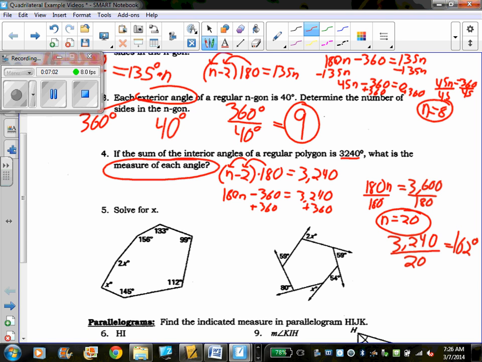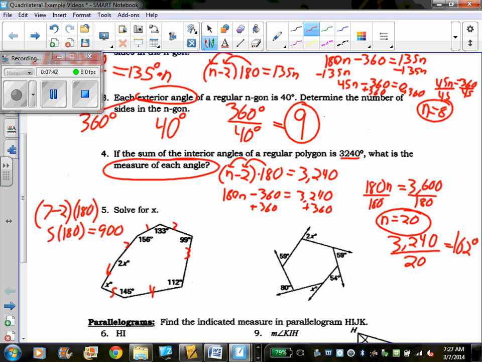Okay, last two examples here. First one, solve for x. Well, in order for us to be able to figure out what x is, we need to know how many degrees are in this whole shape. So to do that, let's count the number of sides. We have 1, 2, 3, 4, 5, 6, 7 sides. So to figure out the total measure of their angles, we're going to use the formula 7 minus 2 times 180. So we get 5 times 180, which is 900. So 900 is going to be all of these angle measures added up together.